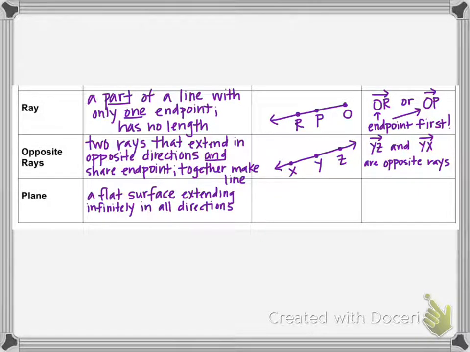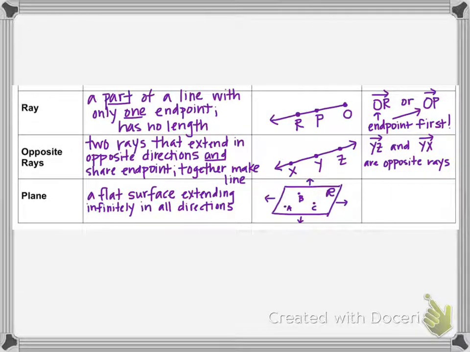A plane is a flat surface that extends infinitely, or forever, in all directions. This is more of a concept and harder for us to imagine because there's nothing like this out there that exists. All of the things we think of as planes stop, like the cover of a book has edges that stop, but a true plane keeps going. So this is more of a concept that we have to imagine. We can't actually measure the size of a plane because it does go on forever, so it has an infinite size.